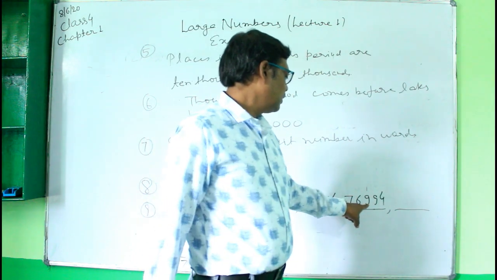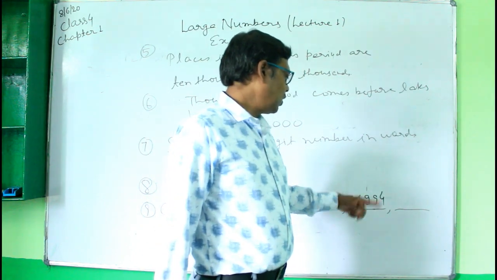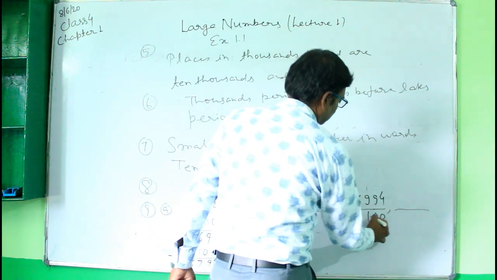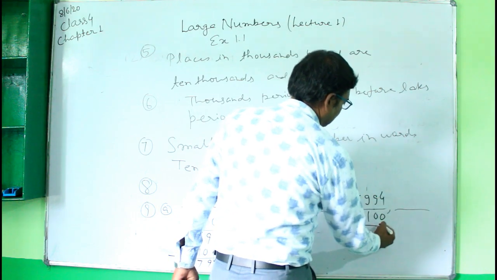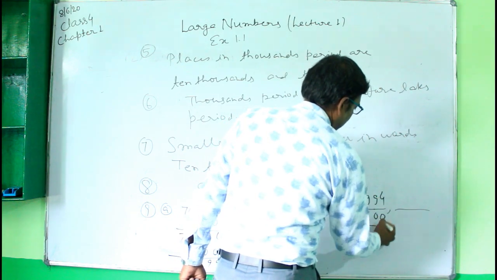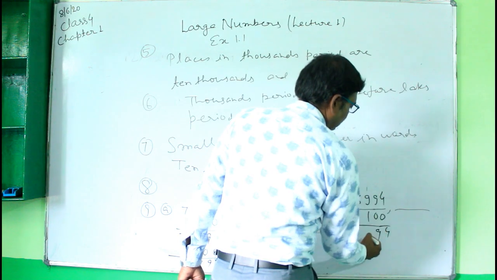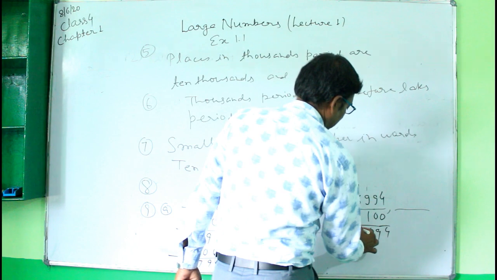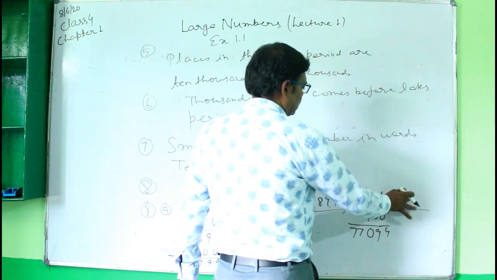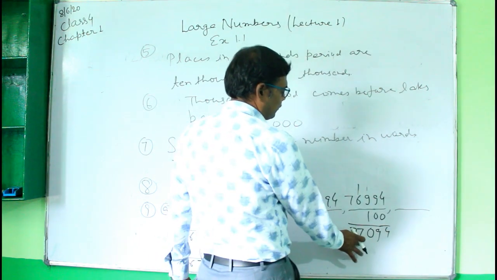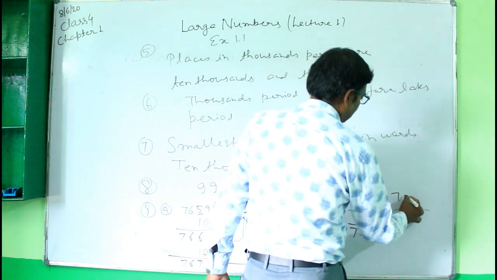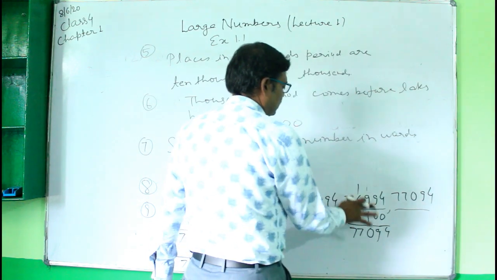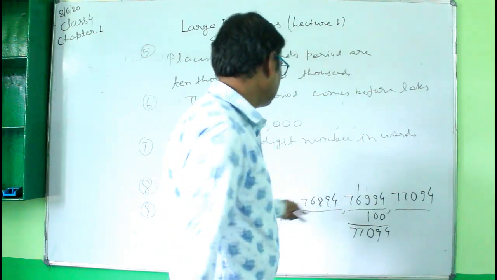Now see that it is 994 here. Now when you add 100 to this number, see that 4 plus 0 is 4, 9 plus 0 is 9, 9 plus 1 is 10, that is 0, carry 1. Then 6 plus 1 is 7, then 7. So at this place, the number will be 77,094. Okay, so be careful while writing the numbers here.